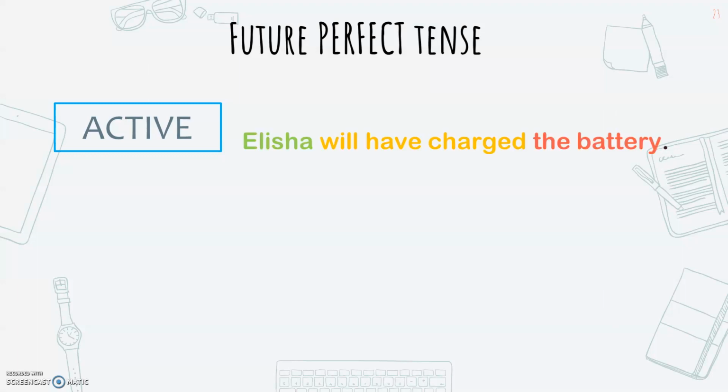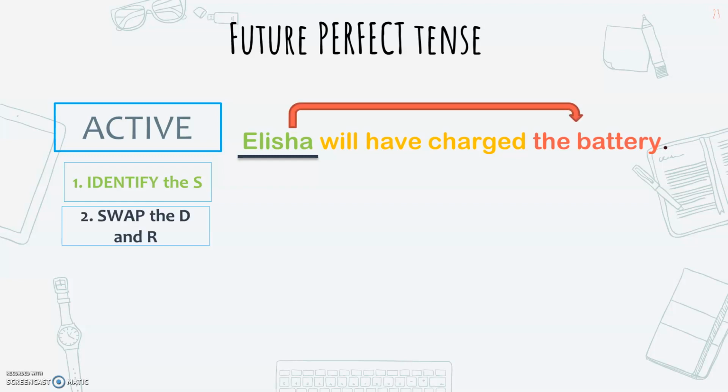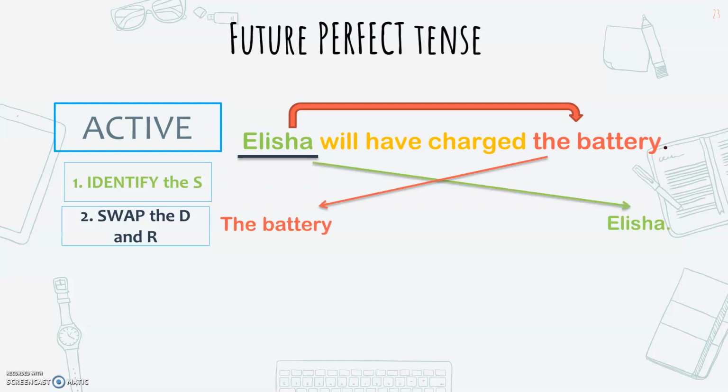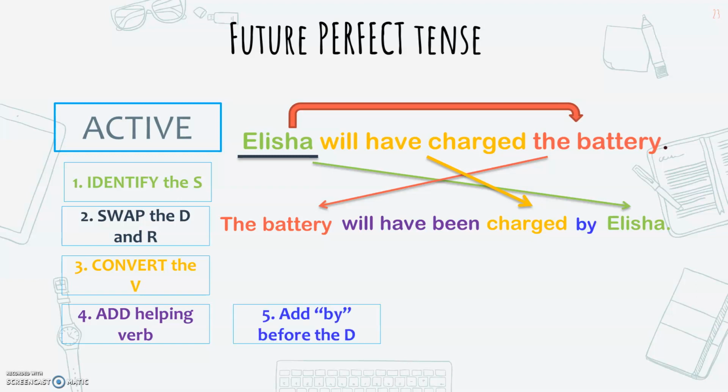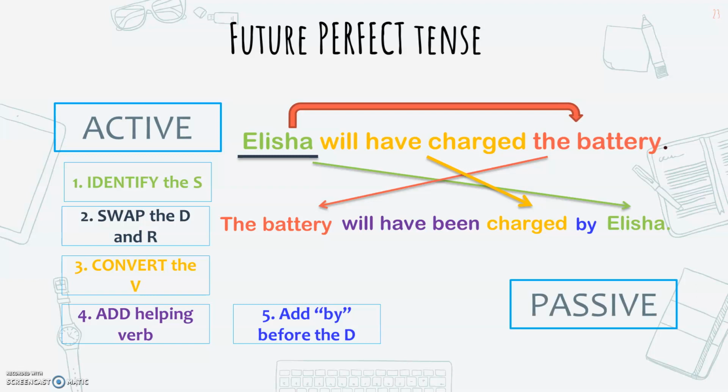For future perfect tense, in the active voice, Elisha will have charged the battery. Identify the subject, Elisha. Swap the doer and receiver. The battery will be our subject now, and Elisha will be at the last part of the sentence. Then convert the verb, charged, and add the proper helping verb, will have been charged. Add the word by before the doer. The battery will have been charged by Elisha.